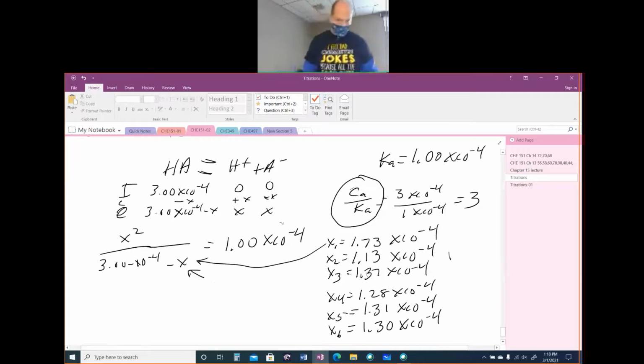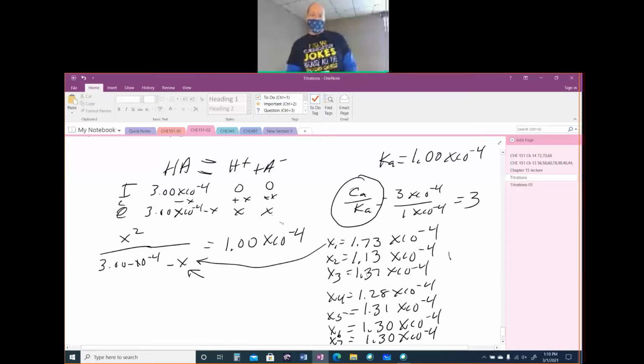So I know my next answer is my final answer. So 3 times 10 to the negative 4 minus that times... 1.30 is the answer. So it took 7 approximations. So 1.30 times 10 to the minus 4. If there were only 2 sig figs, it would have taken just the 5 approximations. But since they gave 3 sig figs, I went out with 3 sig figs.